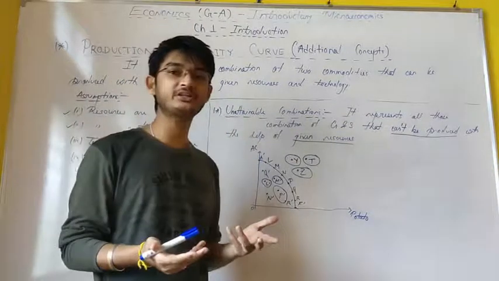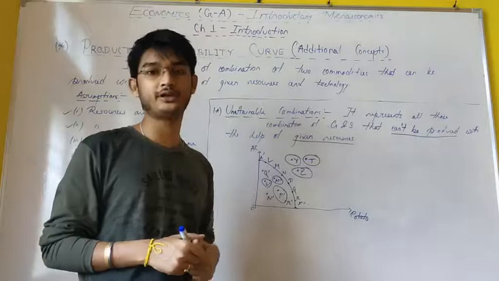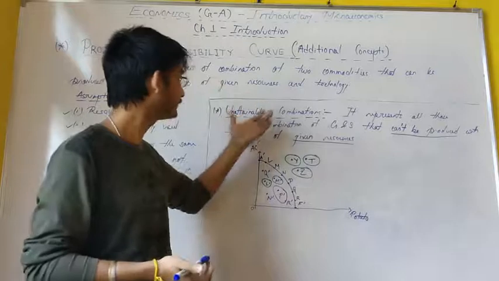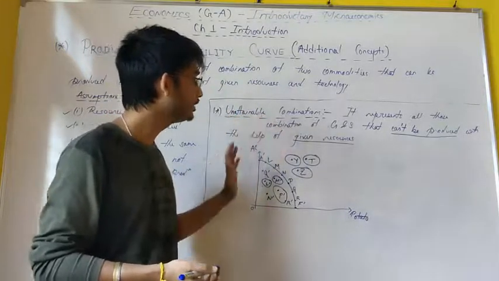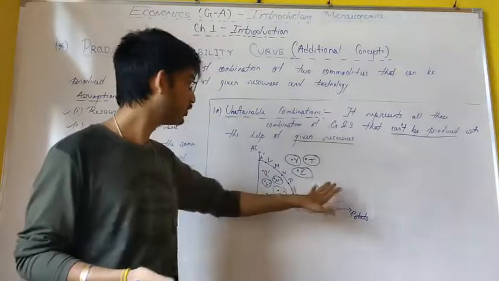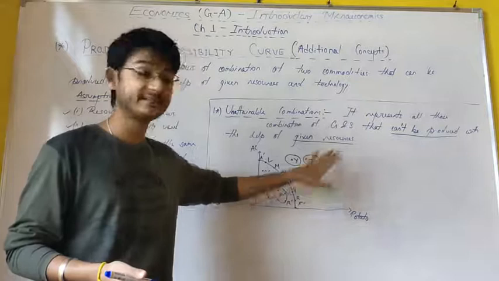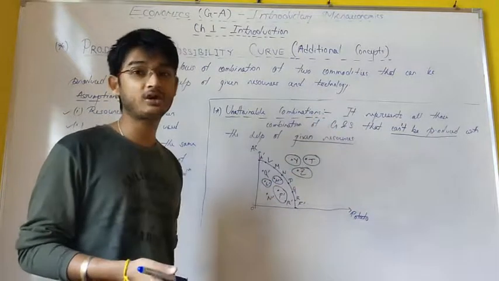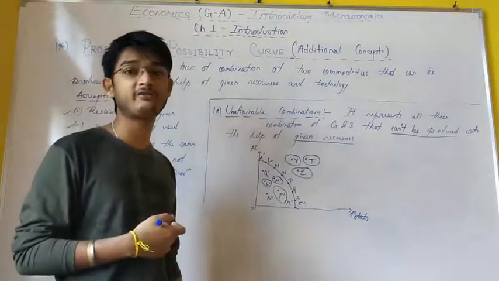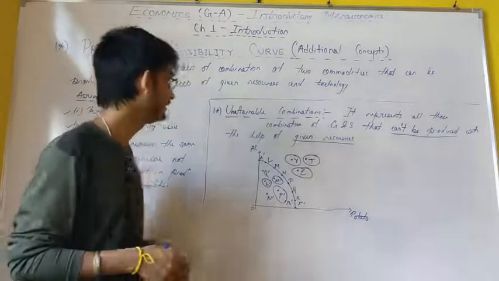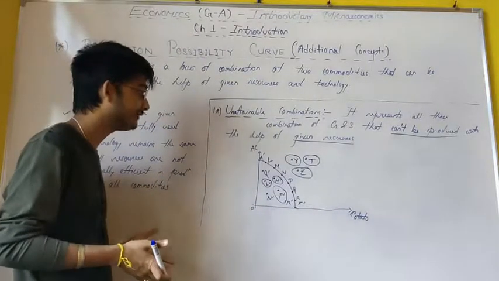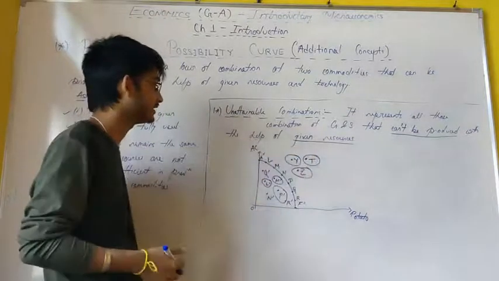So unattainable combinations are those which cannot be produced with the help of given resources and technology, and all of these unattainable combination points will be lying outside the PPC, because we cannot reach them due to the limit in our resources. We do not have unlimited resources at our disposal. So we cannot push our production level further to reach all these combinations.